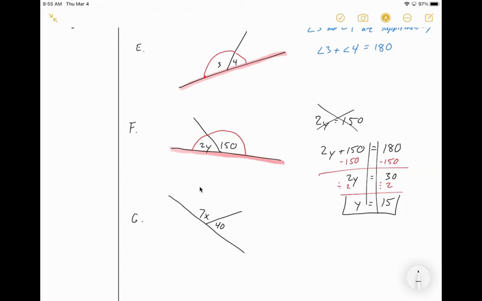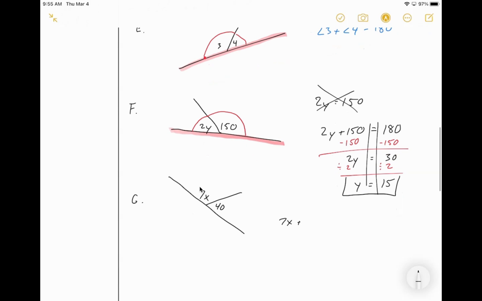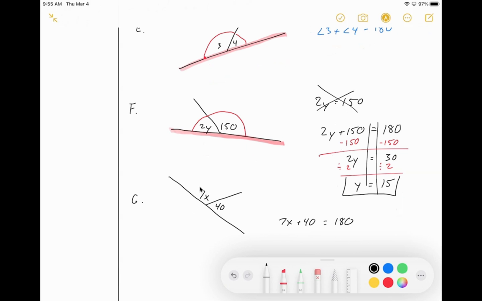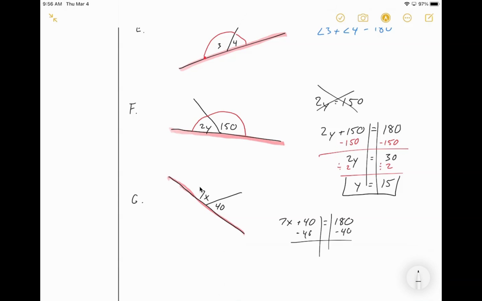Okay, here we go. 7x plus 40, they're supplementary, so they equal 180 degrees, right? Supplementary because they make that straight line. Sorry, my line wasn't very straight. Okay, here we go. Minus 40, minus 40. 7x is equal to 140. Divide by 7, divide by 7. X is equal to 20. Now, this is actually harder than your IXL. I think for your IXL, they don't put like a 7x. They just put an x, so you just need to say, what plus 40 equals 180, right?